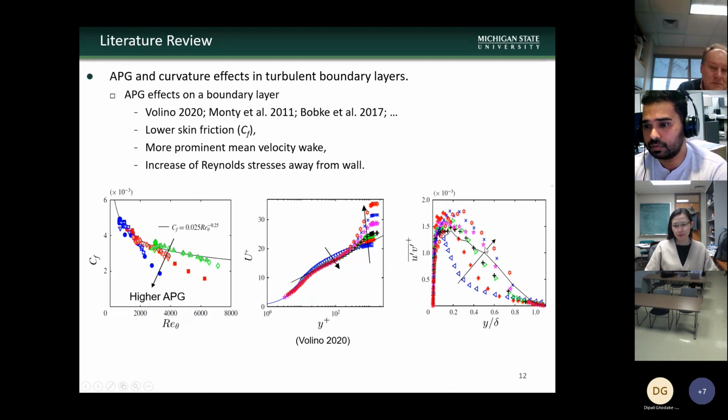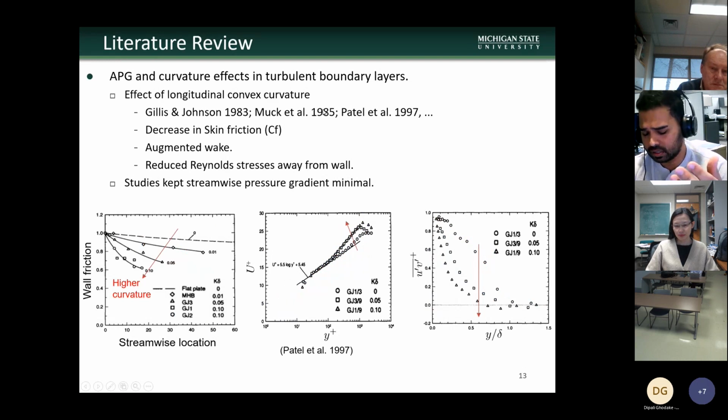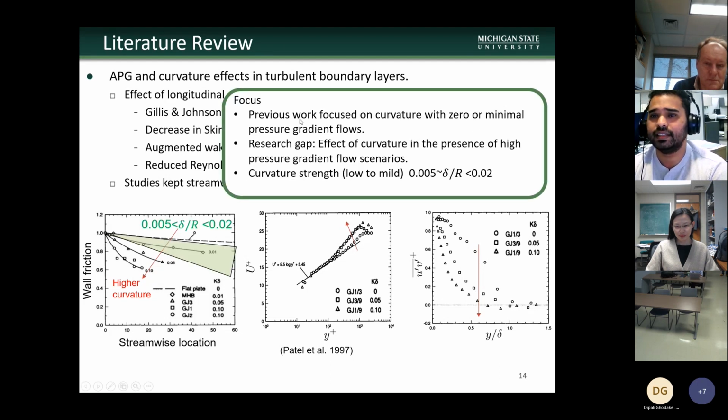And when it comes to curvature effects, several experiments have been done since the 80s by several researchers in the past. But most of these experiments were conducted with minimal or zero pressure gradient. They were mostly focused on curvature effects with minimal pressure gradient, right? And they found that with increase in convex curvature, we have a faster reduction in skin friction, an increase in the wake profile of the velocity, and especially the Reynolds stresses decrease away from the wall, which is opposite to what happens in APG effects, right? So as I said, the previous work focused on curvature effects with zero or minimal pressure gradient.